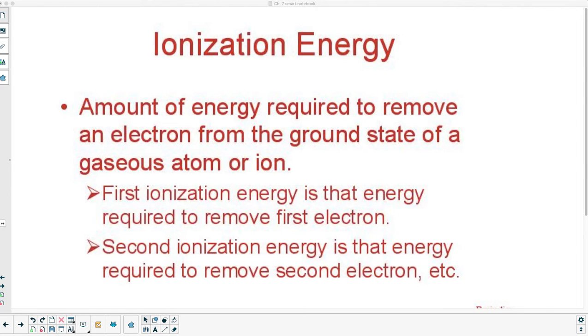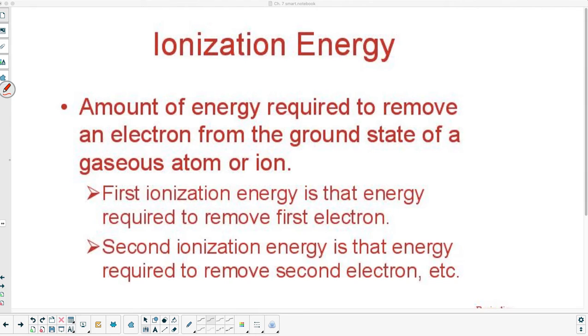All right, class, this is ionization energy and electron affinity. So, ionization energy: the amount of energy required to remove an electron from the ground state of a gaseous atom or ion. That means the outermost electron. So okay, we'll get into it.